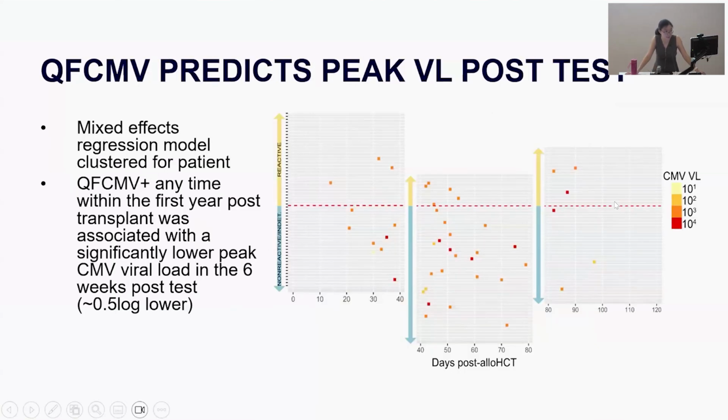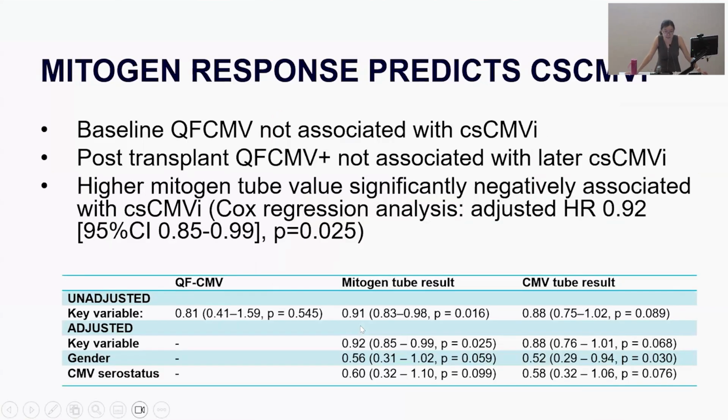But what it does predict is peak viral load per test, and this was consistent over each of the time points. We did a mixed effects regression model, clustered by patient, and what we found is that if you had a positive QuantiFERON CMV test, it was associated with at least about a 0.5 log lower peak viral load in the 6 weeks post that test, and then it reset again when you had another test. But what we really care about is clinically significant CMV infection. Do we actually care about this viremia in this patient?